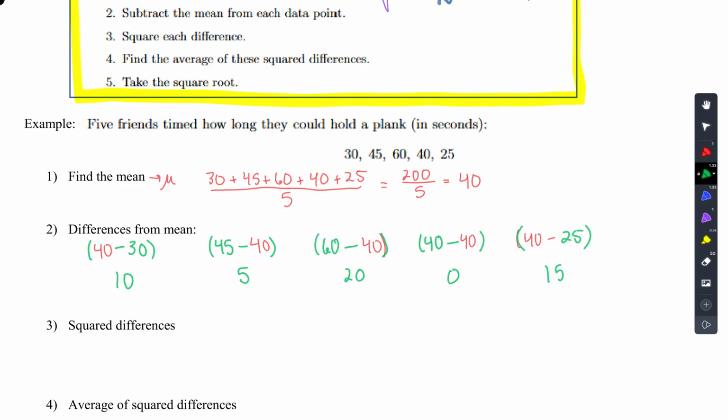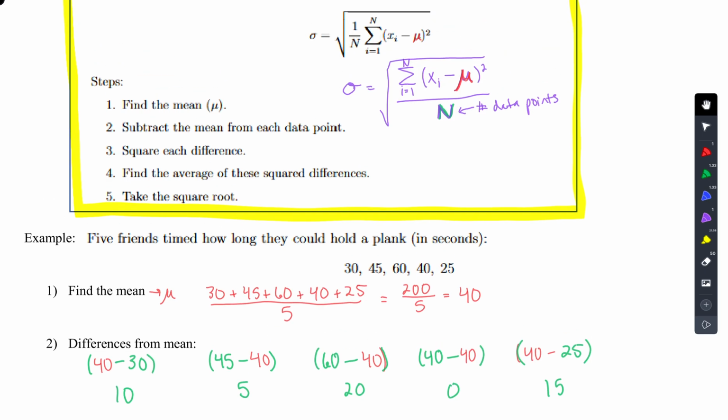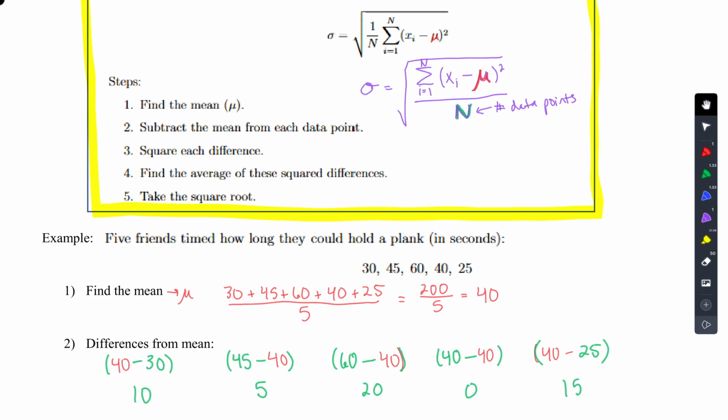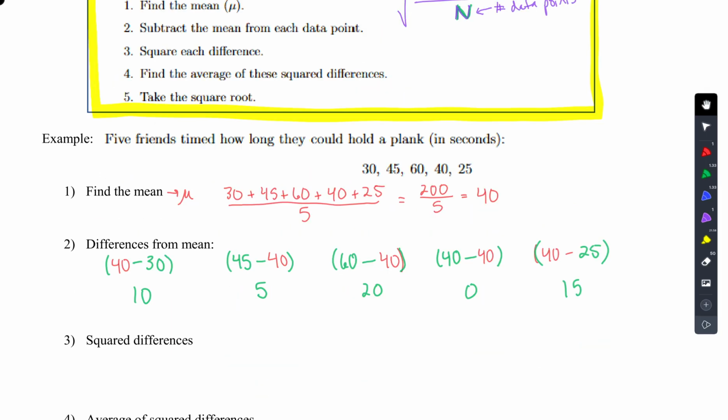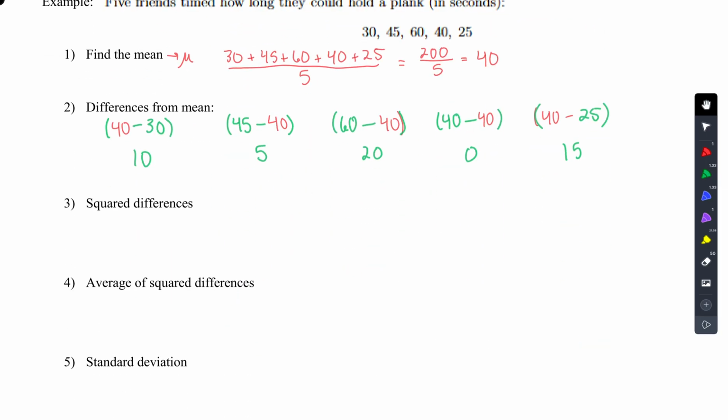Okay. Now what you're going to do is square each of these. So what we just did, that step 2, is we figured out this difference. Now I'm going to square each of the numbers. So in step 2, I figured out this subtracting thing. Now, following the formula, I'm going to do the squaring. So you could follow these same steps every time. You'll be given the formula. You don't have to memorize it at all. So just so you know, you're going to square all these.